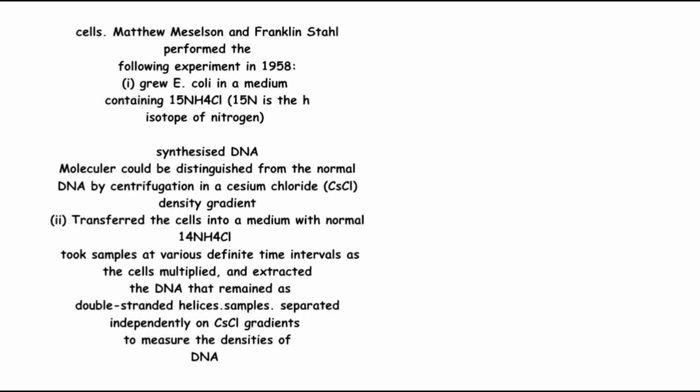There was an experimental proof that DNA replication is semi-conservative. It was first shown in E. coli, and subsequently in higher organisms such as plants and human cells. Matthew Meselson and Franklin Stahl performed the following experiment in 1958. They grew E.